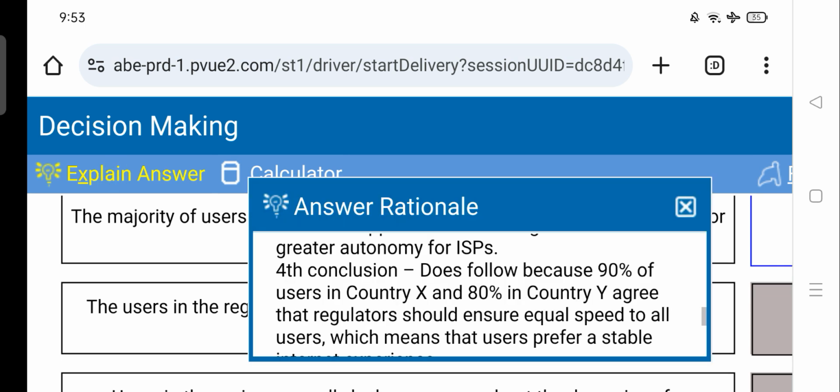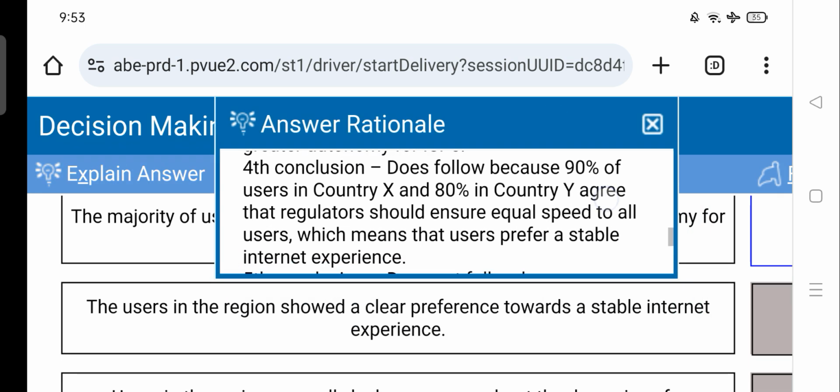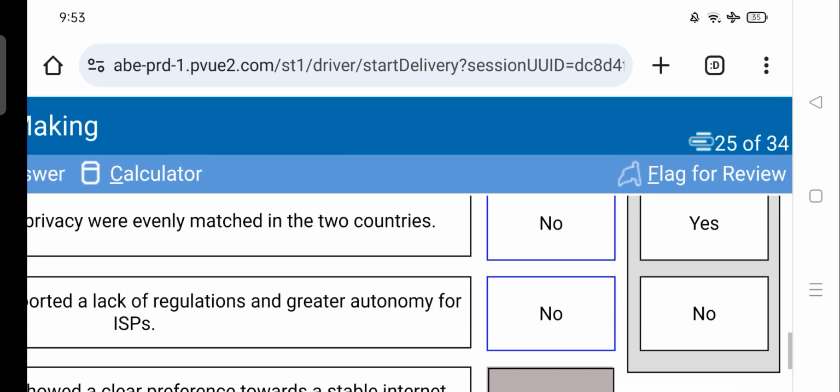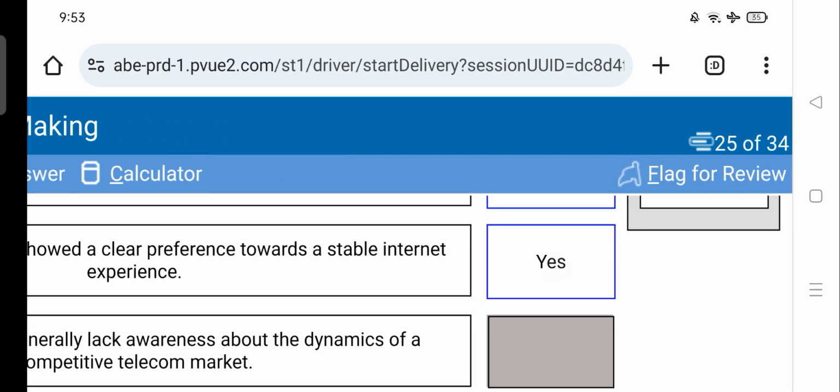Now we have a fourth conclusion. It does follow because 90% of users in country X and 80% of users in country Y agree that regulators should ensure equal speed to all users, which means that users prefer a stable internet experience. So it does follow, that's why we will drag a yes and drop it here.